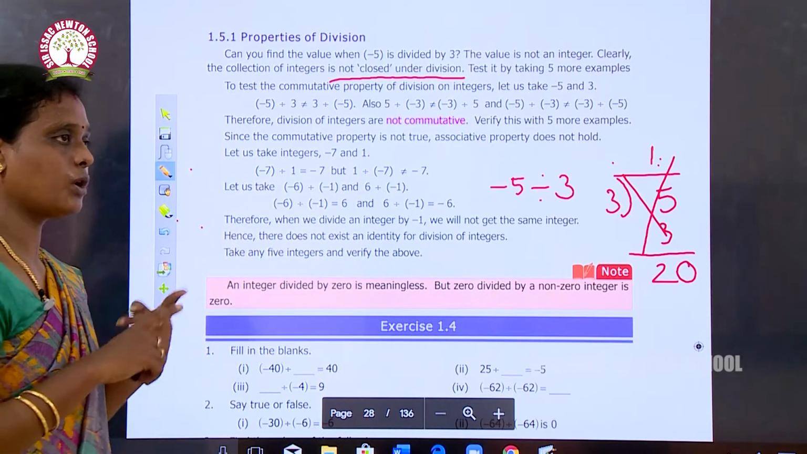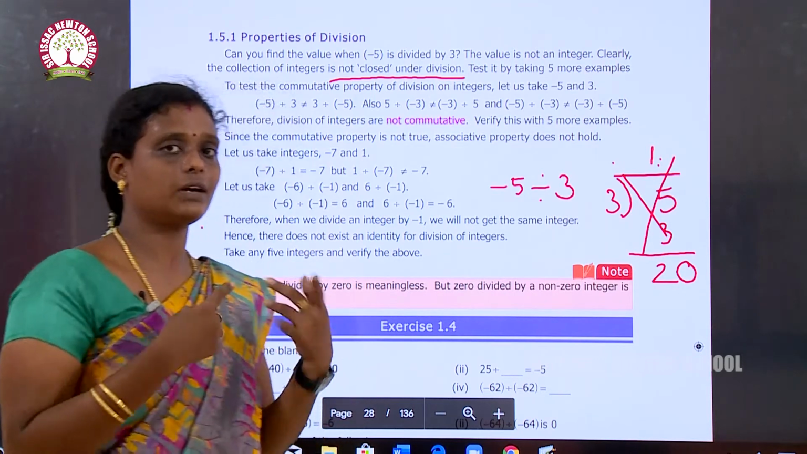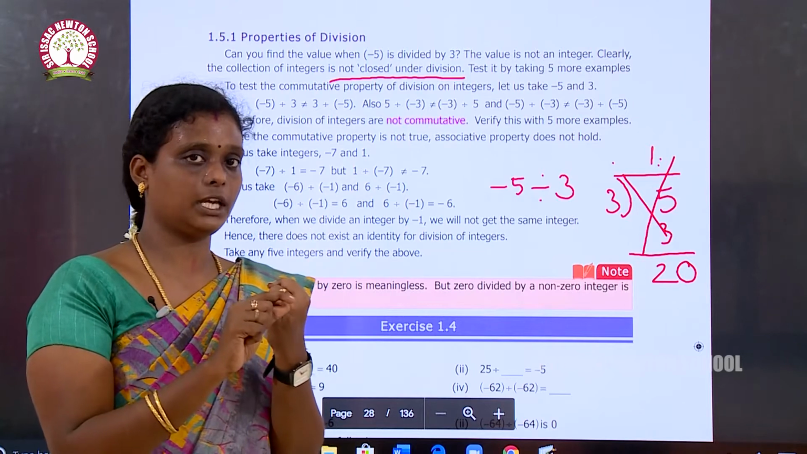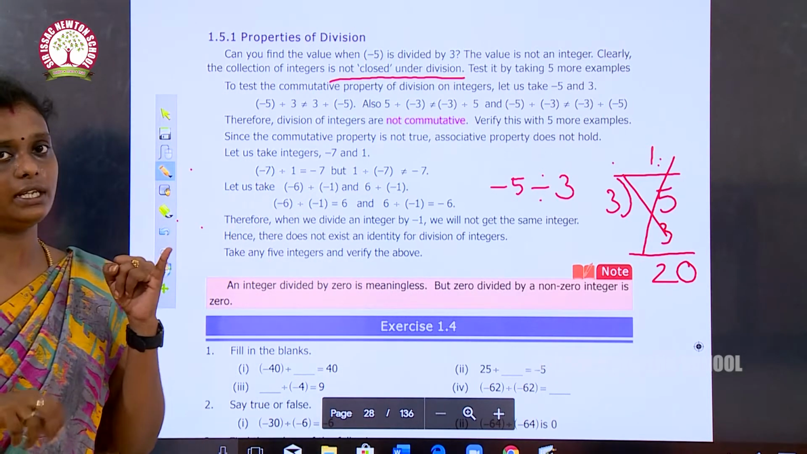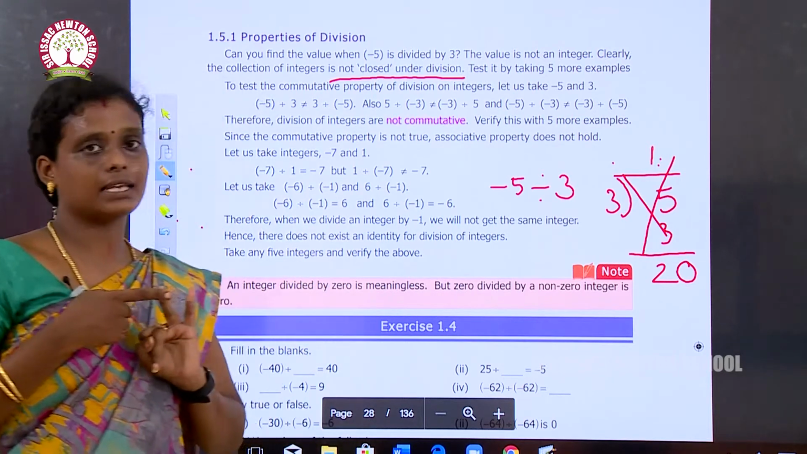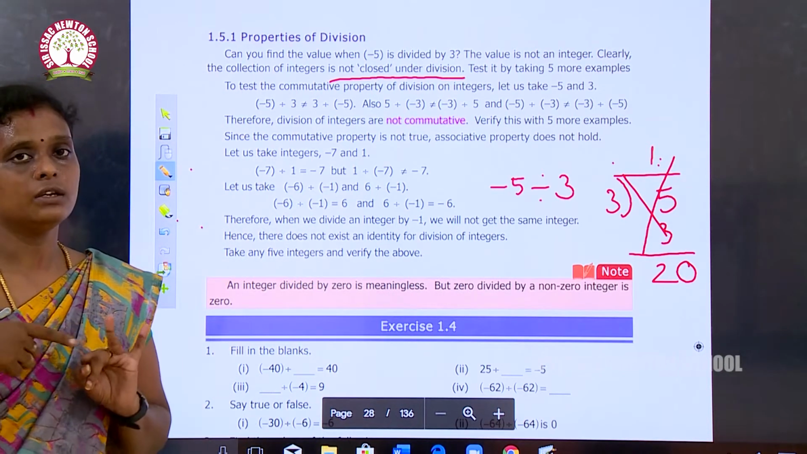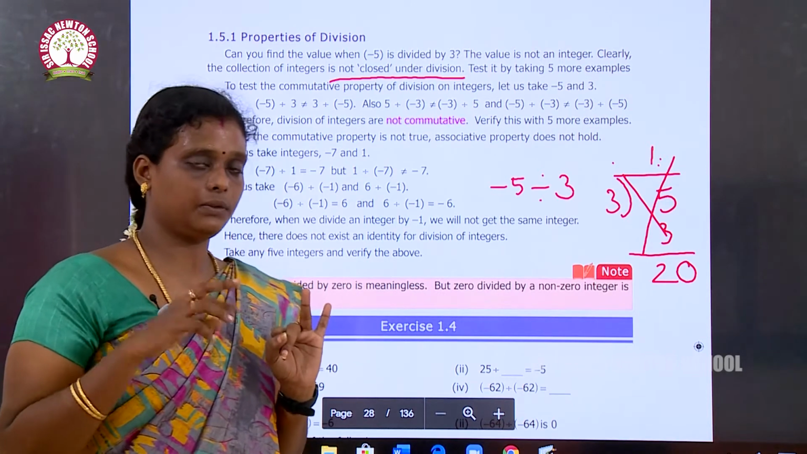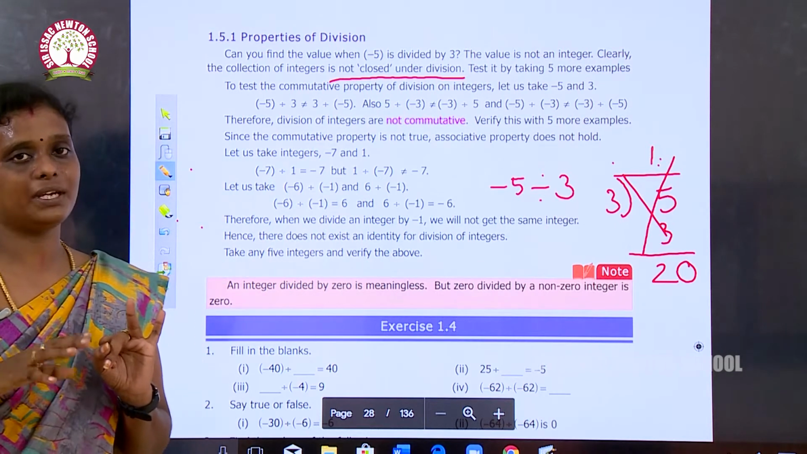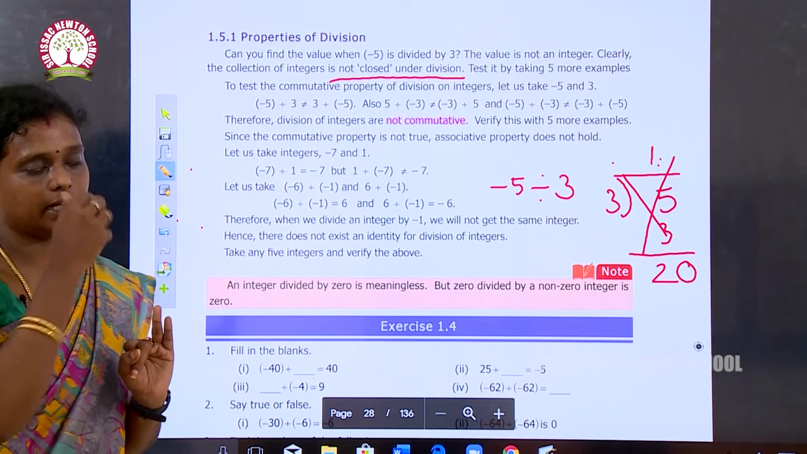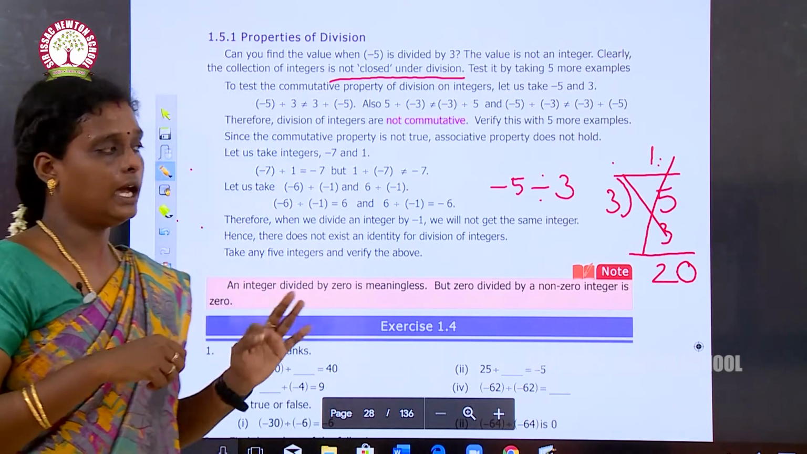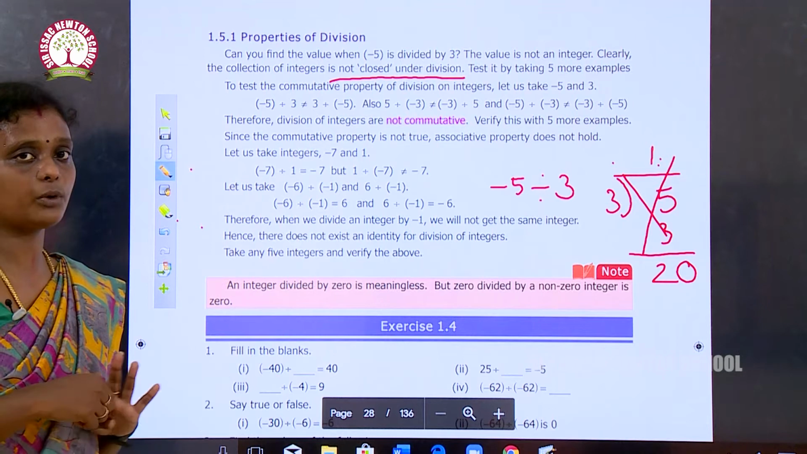For multiplication, we have discussed the properties of multiplication of integers. The first property is the closure property. If we multiply any two integers, the answer will also be an integer. The second one is the commutative property, which means if you change the order of the multiplication, the answer will be the same. The third one is the associative property and the fourth one is the distributive property, right?